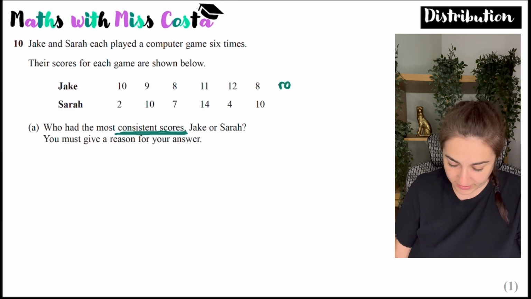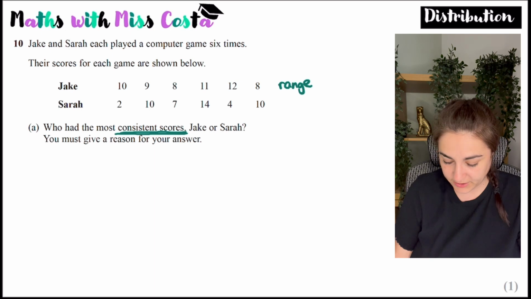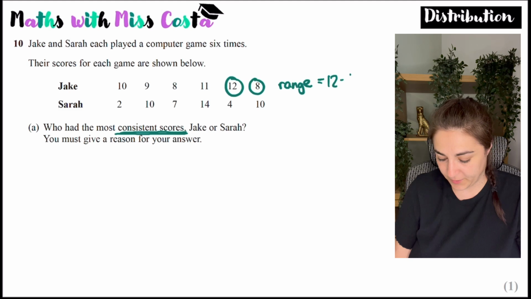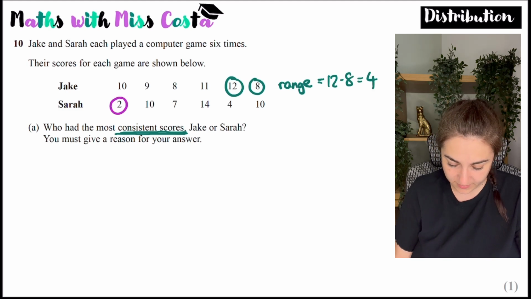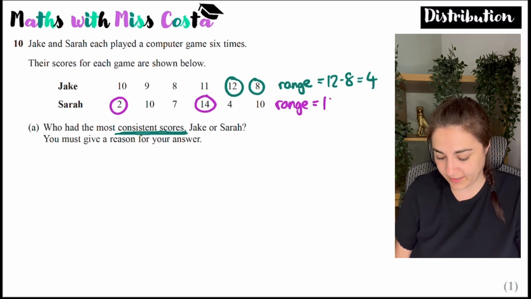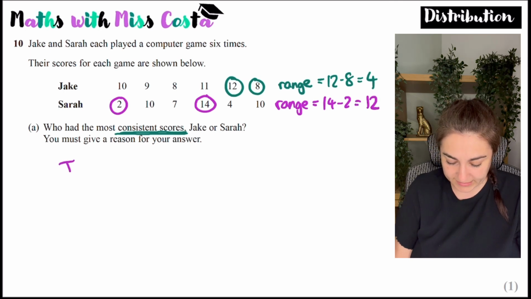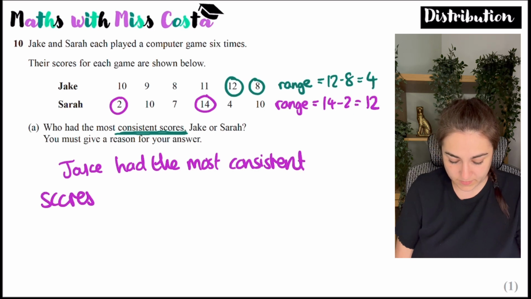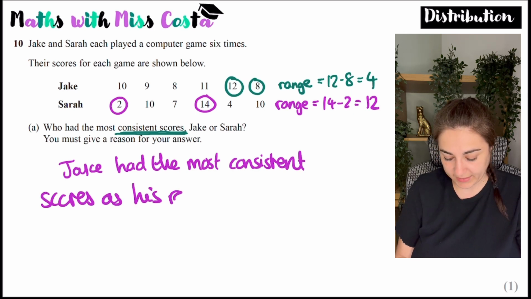So let's work out the range for Jake. The largest value is 12 and the smallest value is 8. So 12 take away 8 is 4. And then for Sarah, smallest value is 2, largest value is 14. So the range for Sarah is 14 take 2, which is 12. So I would say that Jake had the most consistent scores, as his range was a lot lower.